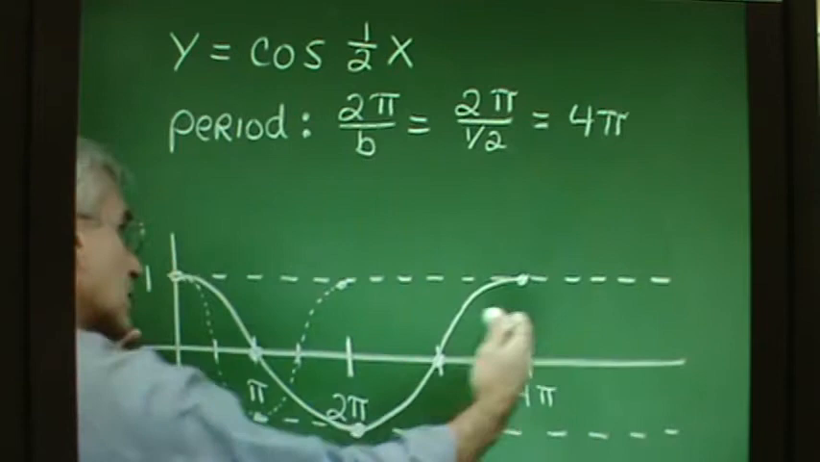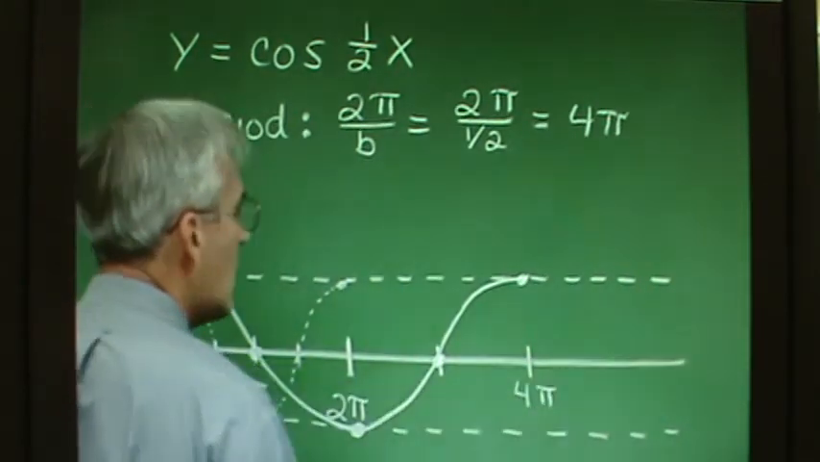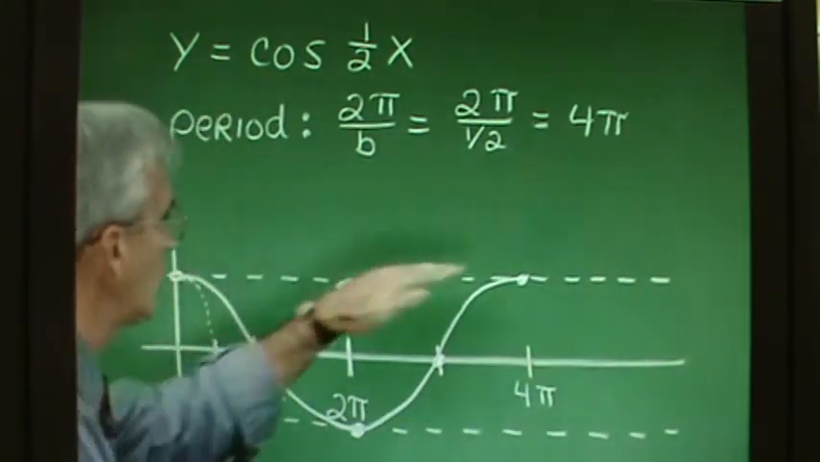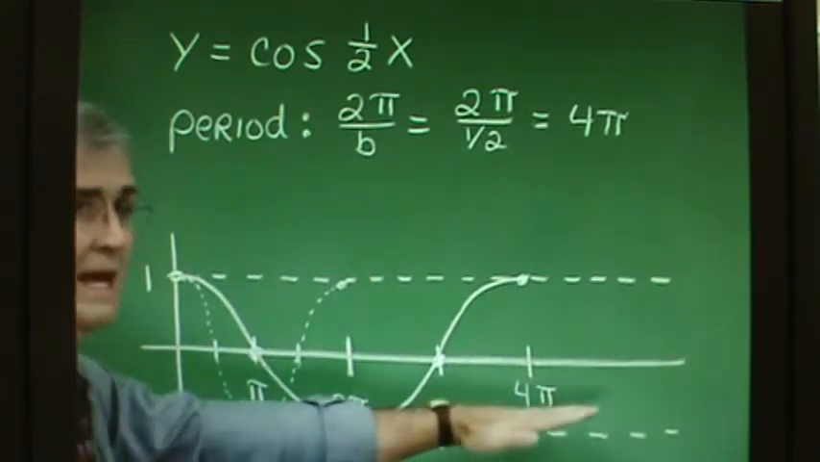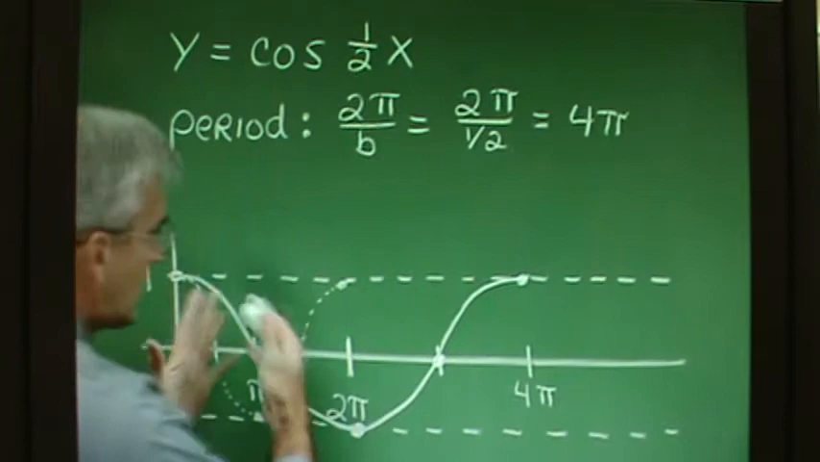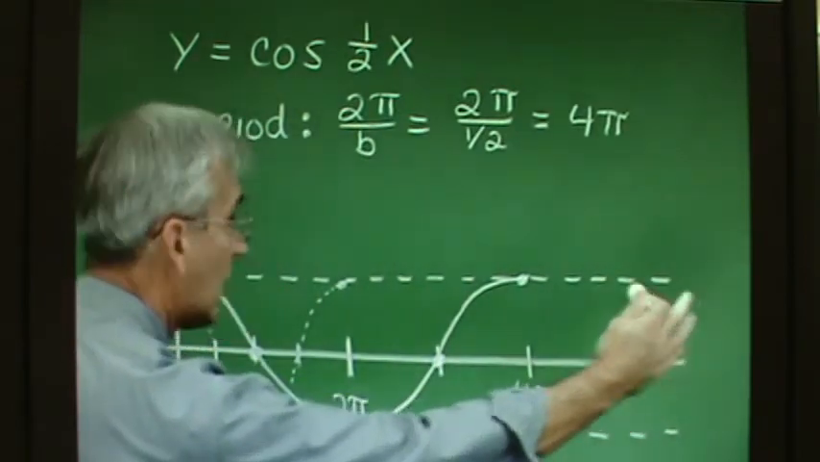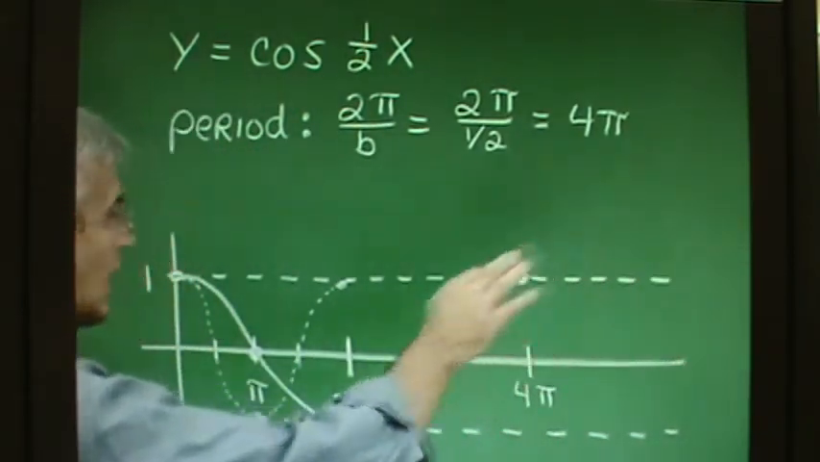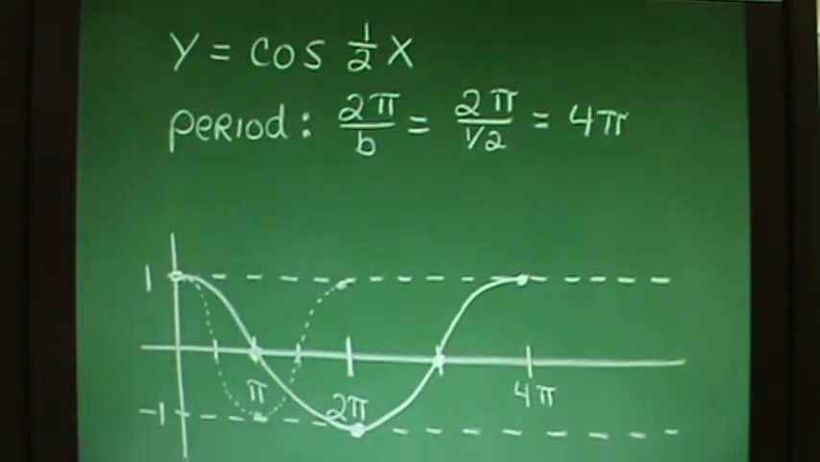So we get a stretching of the graph like this. Notice the dotted horizontal lines at the top and bottom of the amplitude. This sometimes helps us keep track of the situation as we move along number lines that are stretched out a little bit this way, and it just helps to organize the information a little bit better.